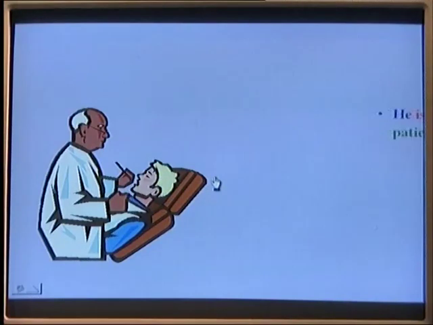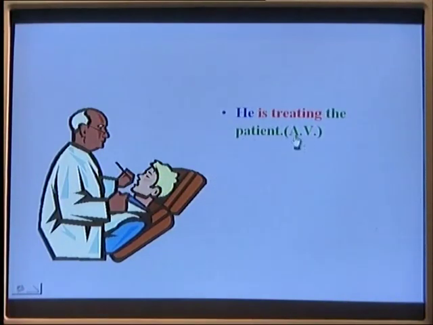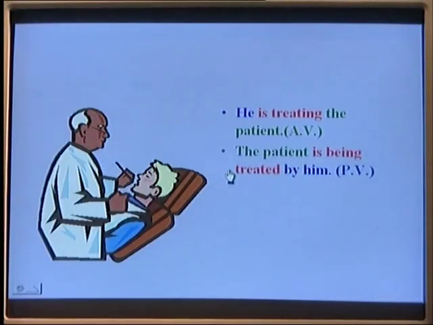What is he doing? He is treating the patient. This is an active voice. Why is this an active voice? It has begun with the doer. The sentence has begun with the doer, and it is in which tense, can you say? It is in present continuous, treating. Can you convert it into passive voice? Yes, the patient is being treated by him.